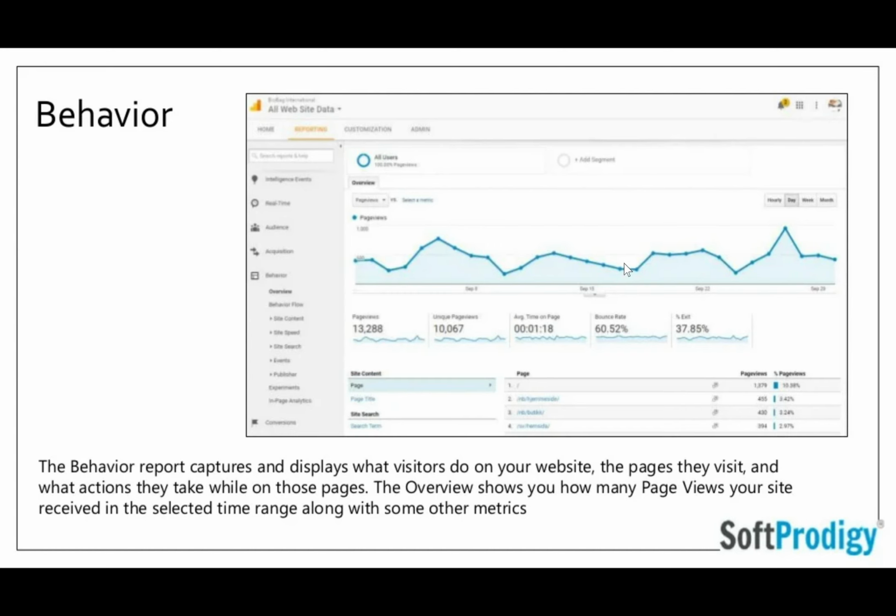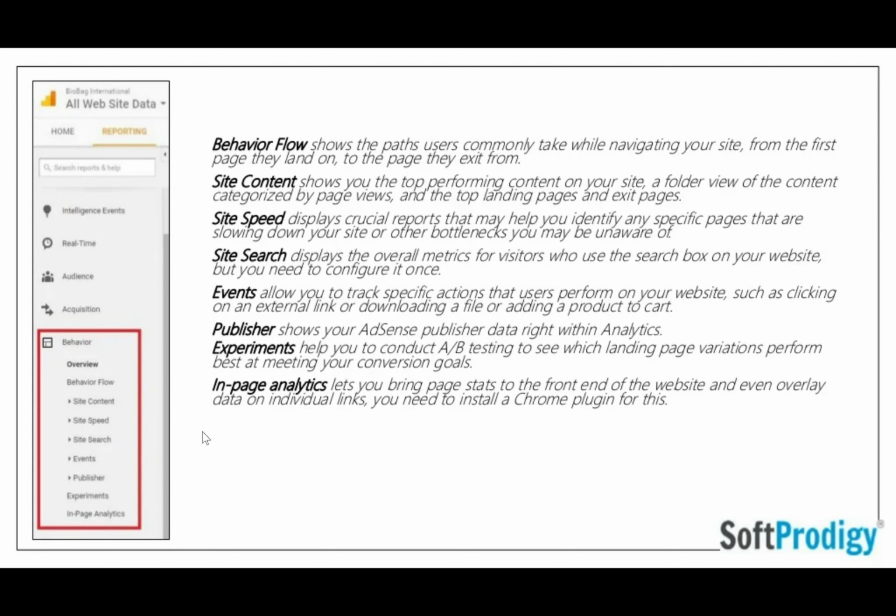This is the behavior tab and what it looks like. The behavior report captures and displays what visitors do on your website, the pages they visit, and what actions they take while on the pages. The overview shows you how many page views your site received in the selected time range along with some other metrics. The behavior flow shows you the path users commonly take while navigating your site from the first page they land on to the page they exit.